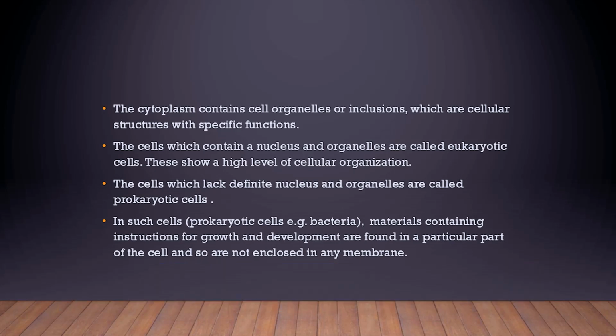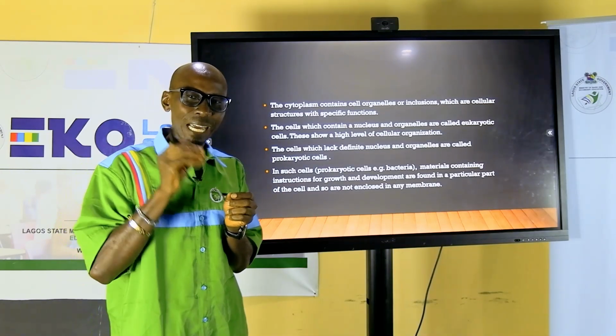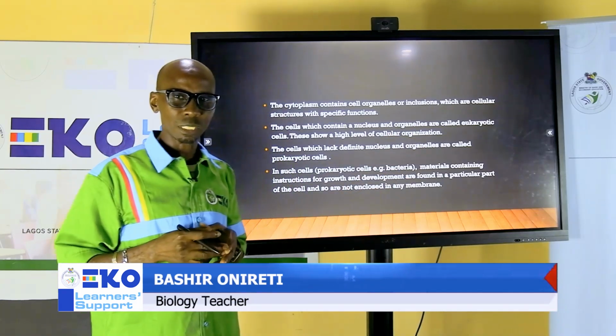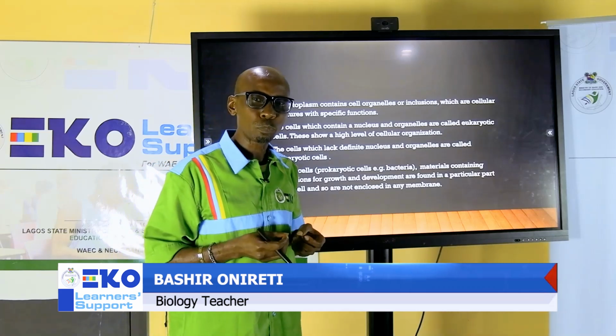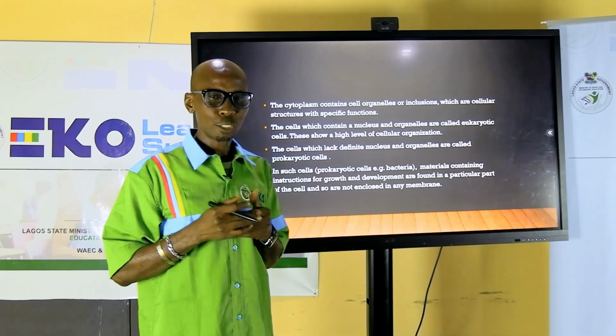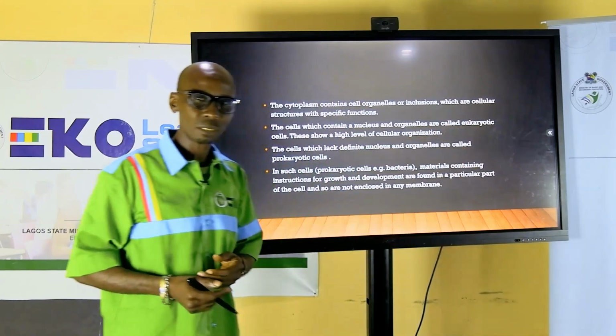Remember, I said Robert Hooke, while he was observing the cell, found that some parts are absent in that cell. Those parts that are absent are the nucleus or organelles. Some cells have a nucleus and every organelle present.